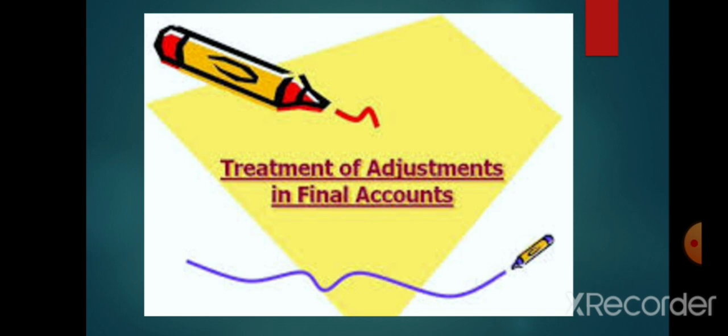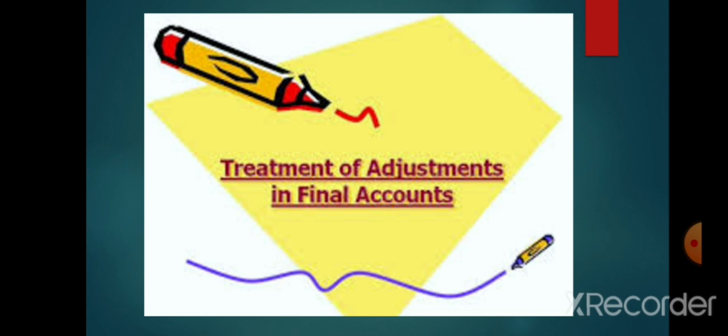So what are adjustment entries? The various adjustments in final accounts are effected by means of journal entries. Such entries passed for the adjustments at the end of the trading period are called adjusting entries. Normally adjusting entries are passed in subsidiary books like the journal proper, or we can call that the proper journal. So what are the objects of adjustments in final accounts?